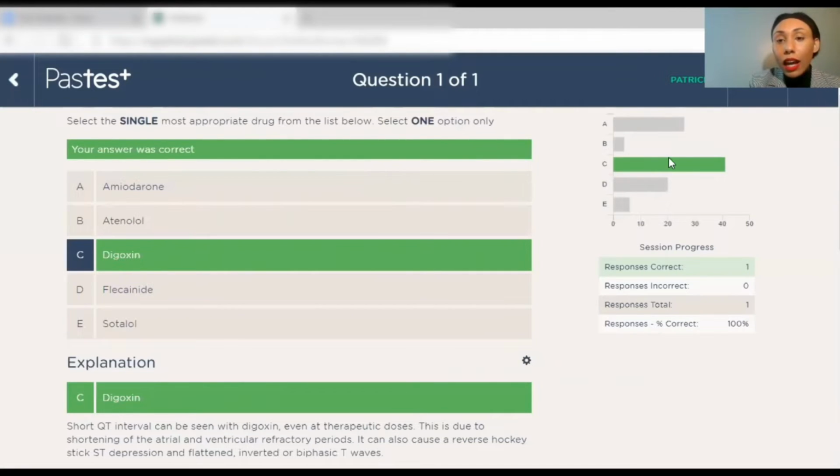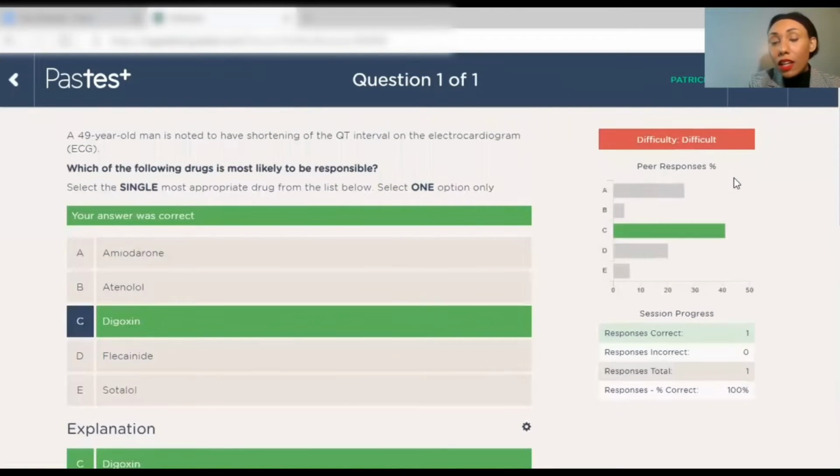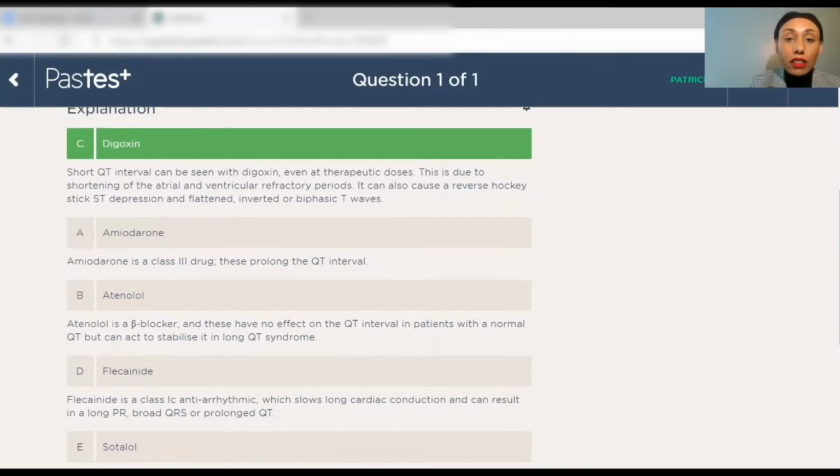As you can see, when you select it, it will tell you if your answer is correct. And then you can see your peers' responses, and how many of those answered correctly. So 41% of people did, and they've marked this as actually a difficult question. If you go down, you can see here that Pastest gives you very, very detailed explanations as to why that particular answer is correct. You can have a read of that.